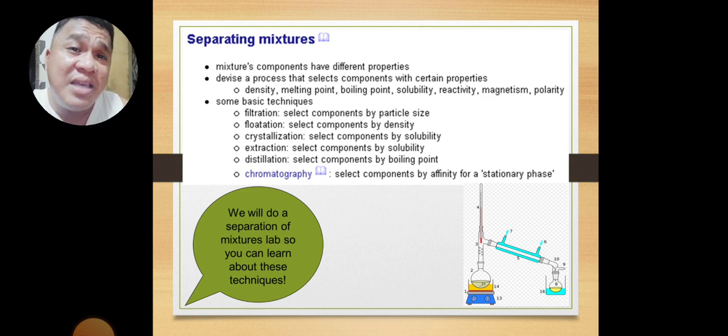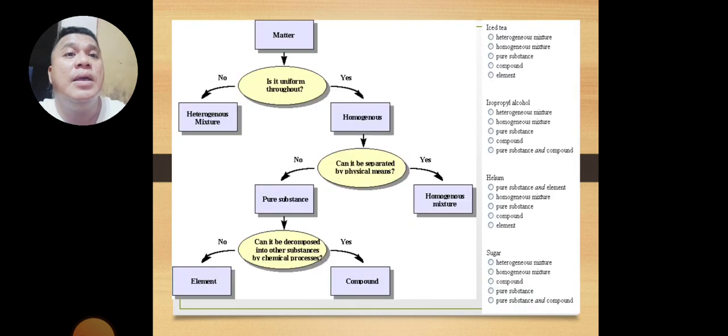And of course, decantation also. Sometimes with decantation, you want to separate the sand out of the water. So you have to pour the water slowly so that the sand or soil will remain at the bottom of your container. It will not be disturbed. So that's decantation.